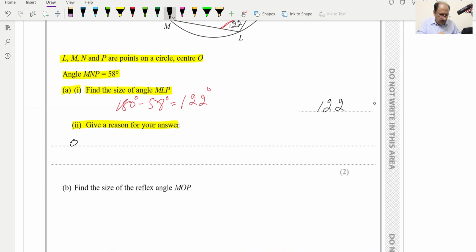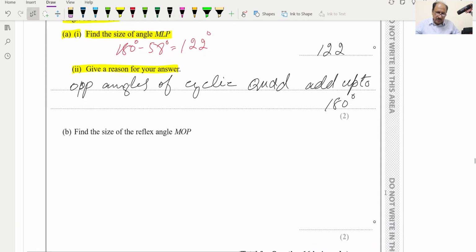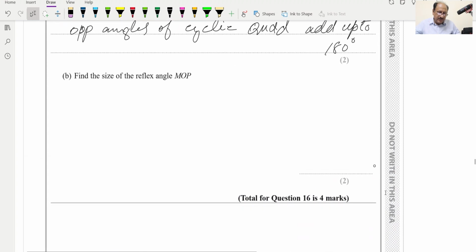So we have written that opposite angles of a cyclic quadrilateral add up to 180 degrees. This will be our answer. So 2 marks. Find the size of the reflex angle MOP.